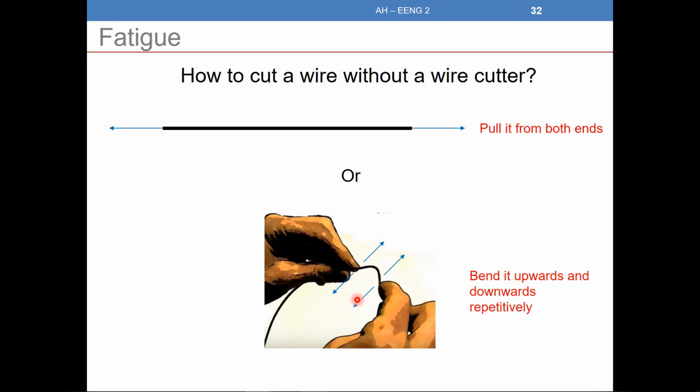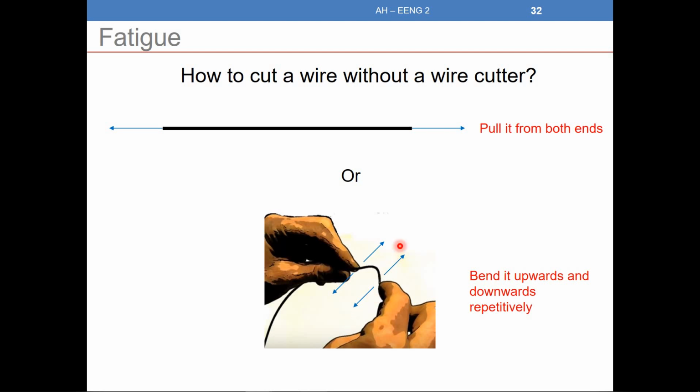So let's take this example. If I have a wire like this and I want to cut it, and I don't have a wire cutter, I just want to cut it using my hands. What can I do? I have two possibilities. The first one, I can put tension here. I put one hand here and one here and start pulling from two sides. Or, easier, I can put my hands like this and start pulling up and down, as you know. So here, up and down, up and down.